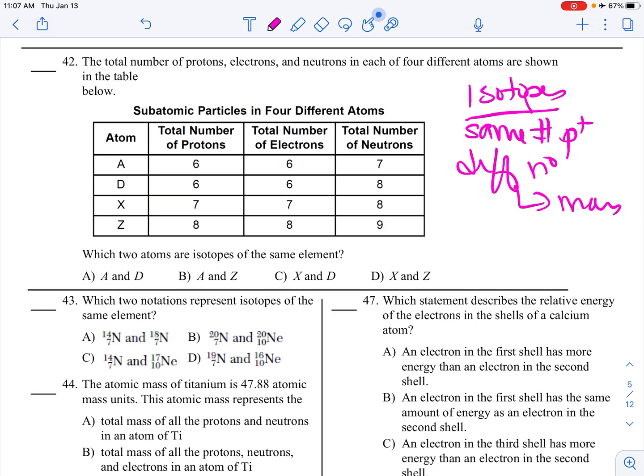So first of all, we need the same protons. A and D do have the same protons. That could be a choice. A and Z do not. X and D do not. X and Z do not. Okay, so that's our answer, but let's just check it. Same protons, but different neutrons. So it is indeed choice A.